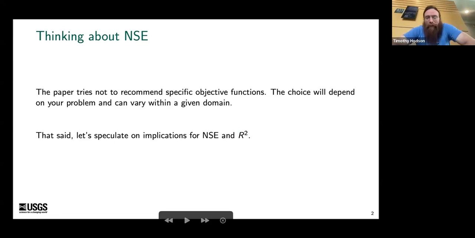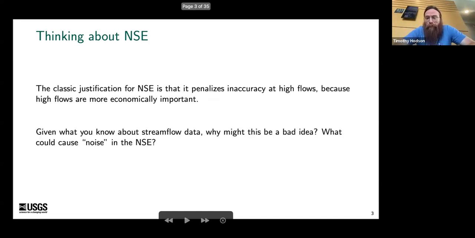But I'd like to begin with how the paper came about, and thinking about Nash-Sutcliffe efficiency. In the paper, I try not to recommend any specific objective functions and leave that to the user. The choice depends on your problem. But that said, I'd like to begin by speculating a little bit about Nash-Sutcliffe and R squared. As we get into the paper, some of this will be brought home. I'm sure many of us have shared feelings about the use of these metrics.